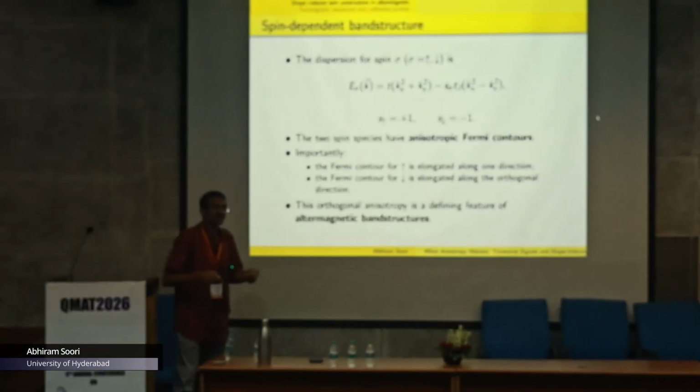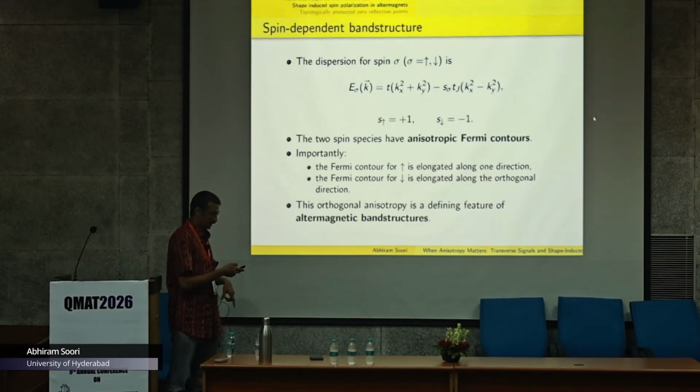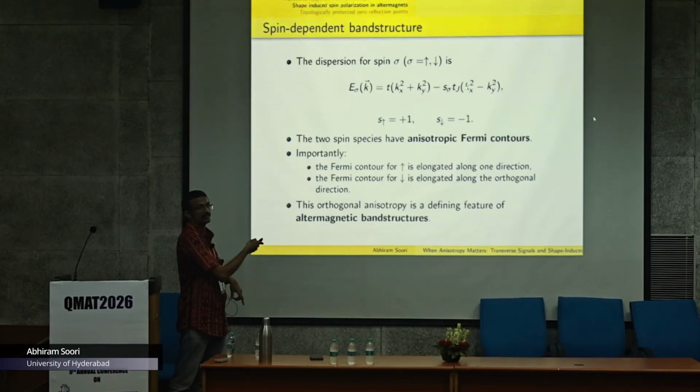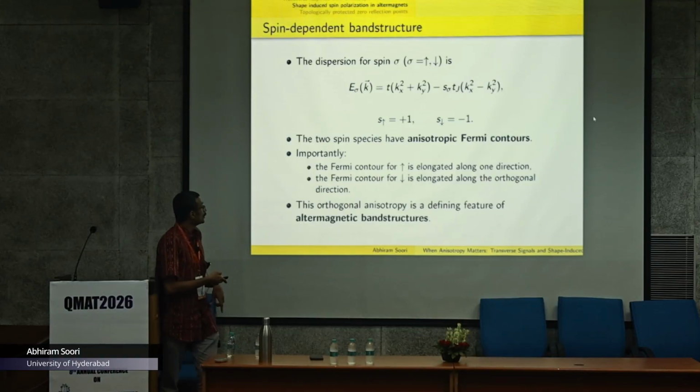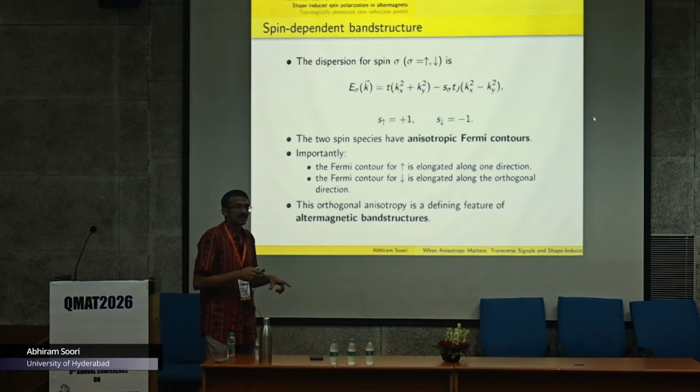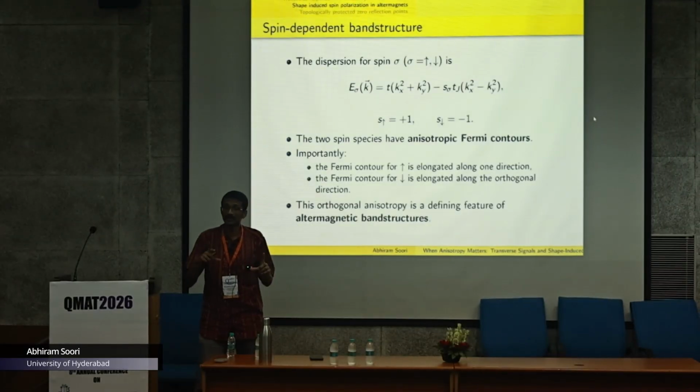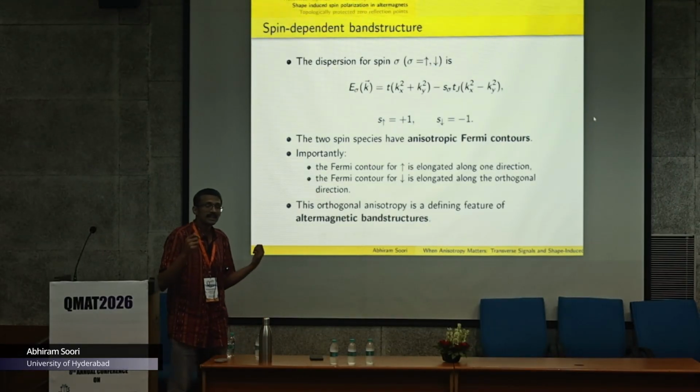So the problem boils down to a particle in a box problem in 2 dimensions with a rectangular geometry. When you have that, this is the kind of dispersion for altermagnet: t times (kx squared plus ky squared) minus tj times (kx squared minus ky squared) times sigma, which takes plus or minus 1. So because of the rectangular geometry and because you have an anisotropic Fermi surface for upspin and downspin, which are elongated in different directions, you get a net spin polarization if you take a rectangular strip.